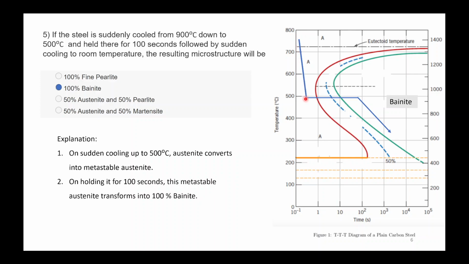So you're suddenly cooling up to 500, then holding it isothermally, then further cooling down. So here you'll find your bainite will be here. So here this is upper bainite, which will be coarser compared to your fine bainite, which will be forming below 400.